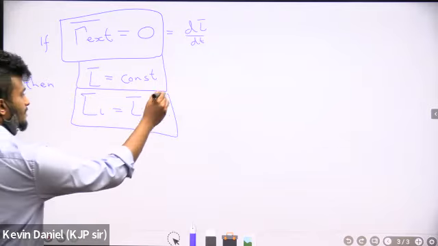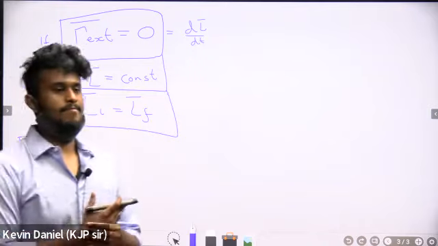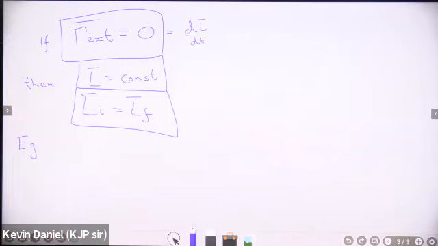So basically, in the case of linear momentum, during a collision the momentum is transferred. But in case of angular momentum, how will it get transferred? So let's see one example, to get a feel for it.